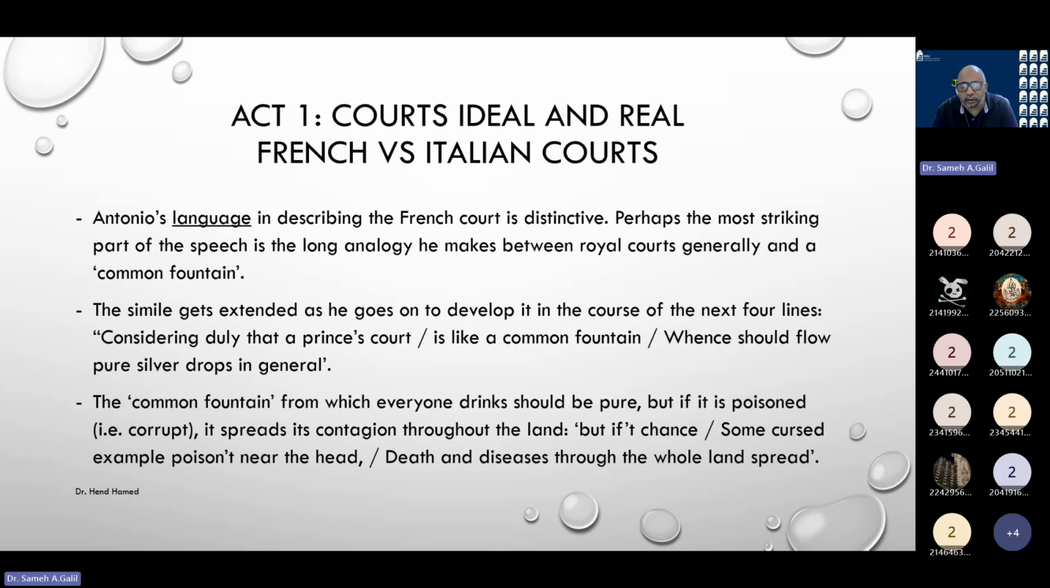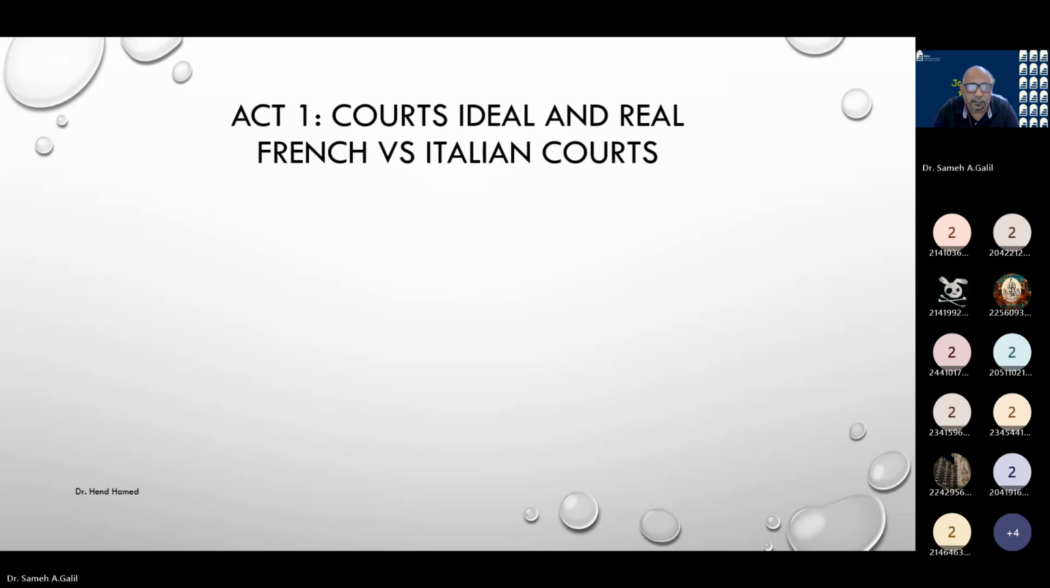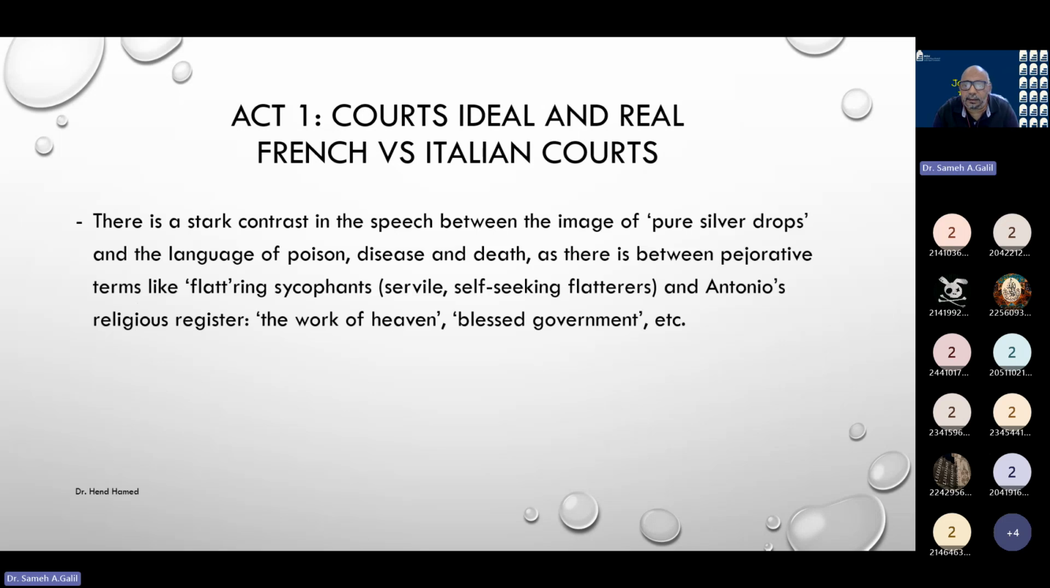So the common fountain from which everyone drinks should be pure, and if it is poisoned, meaning to say corrupt, it spreads its contagion throughout the land, and obviously this would lead to death and disease spreading across. Very vivid and powerful metaphor and image.